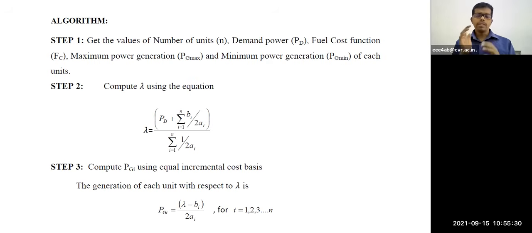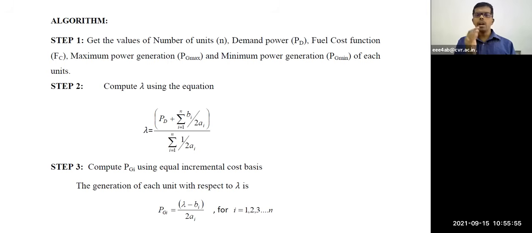Sometimes for 3 generating units, they will be giving different minimum and maximum power operating limits for each generating unit. Or in some other problems, they will be giving a common limit, like for 3 generating units, you should not exceed this value. That also is possible. So whichever is given in the problem.